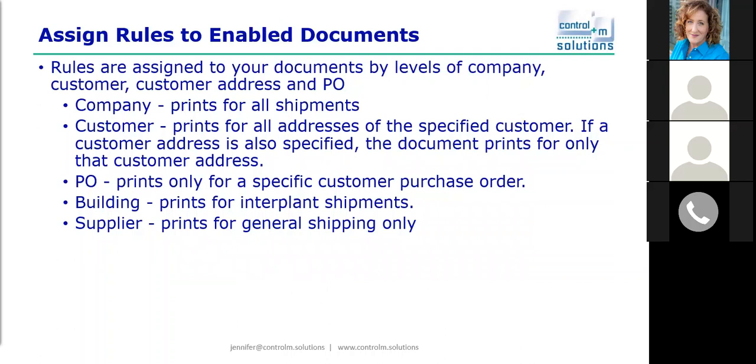So maybe some orders, you may not want to have all the documents. Maybe it's a sample order that may not need all the customary certifications, and you can put an exception on that. You can also assign rules on buildings and suppliers. Buildings are for interplant shipments, and if you assign it to a supplier, it will be for general shipping.